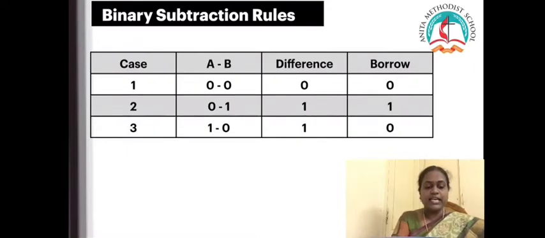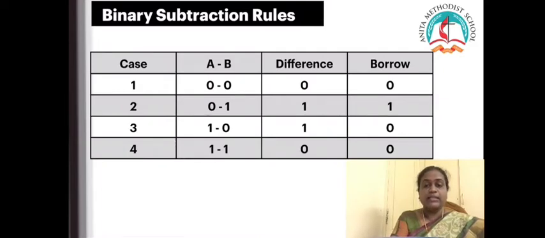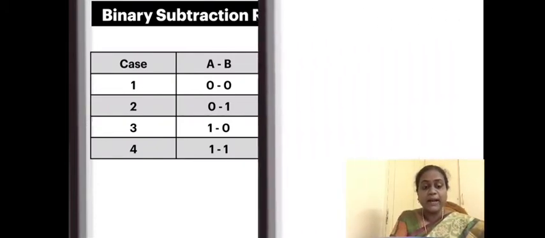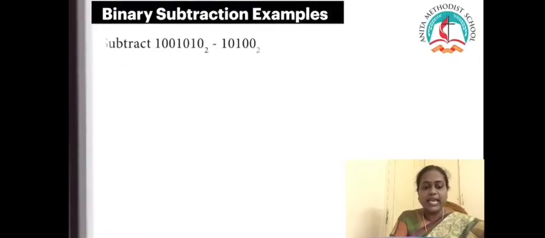The third case will be 1 minus 0. So in this case, my difference will be 1, my borrow will be 0. The last case is if I am going to subtract 1 minus 1, then my difference will be 0 and borrow will be 0. This is the base rule. Based upon this only we will be doing the binary subtractions. Okay, let's look into the example.